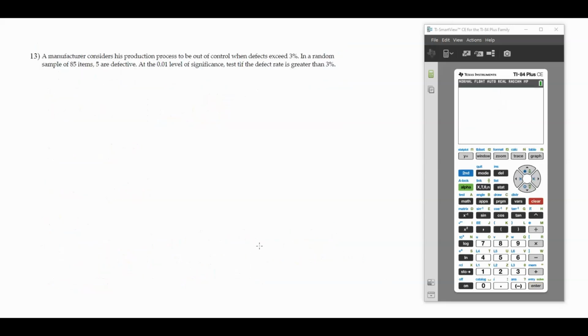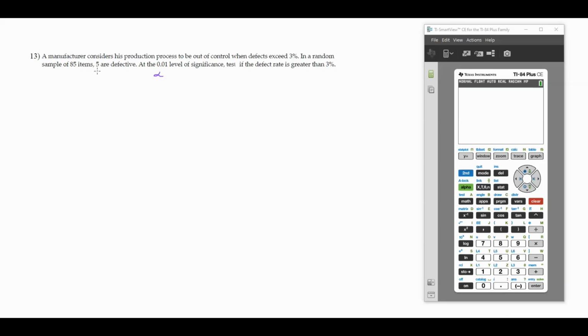All right, number 13. A manufacturer considers his production process to be out of control if defects exceed 3%. A random sample of 85 items, 5 are defective. At the 1% level, 0.01 alpha, this is alpha, level of significance, test if the defect rate is greater than 3%. So in this case, I'm not looking at a mean. I'm talking about a proportion.